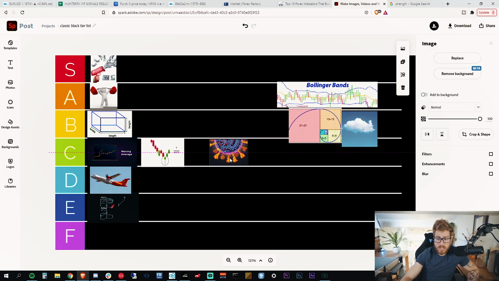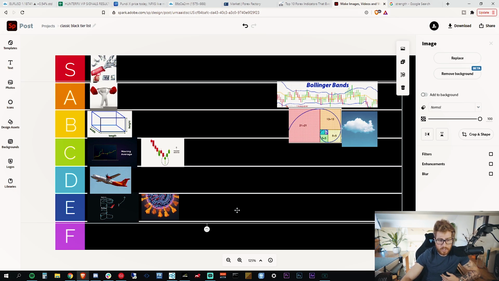It doesn't give you entries. So this is another one where it's going to be actually a lower tier. And I'm going to put it at, with MACD here, it's going to be quite useless.